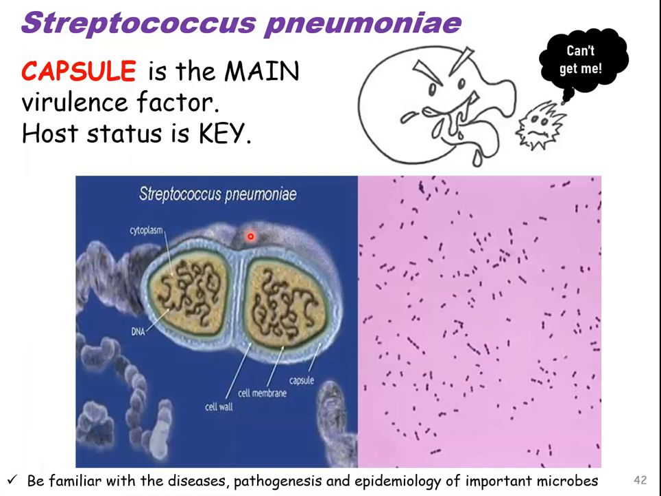Their main virulence factor is going to be that capsule. We talked about how some Streptococcus pneumoniae don't make a capsule, and some do. That is due to phase variation, so it's kind of an on-off thing.